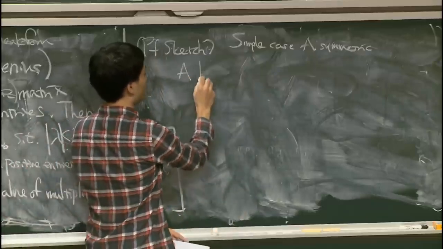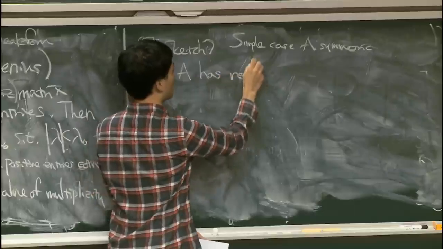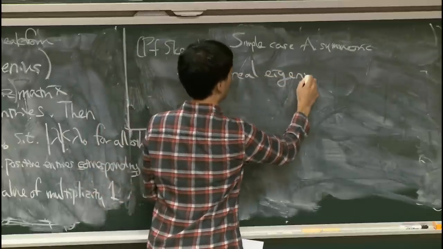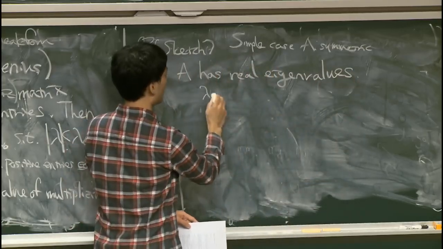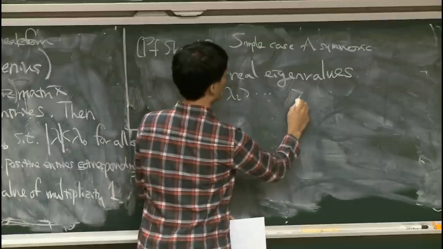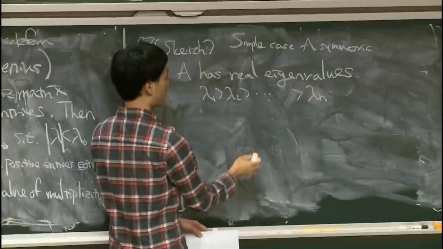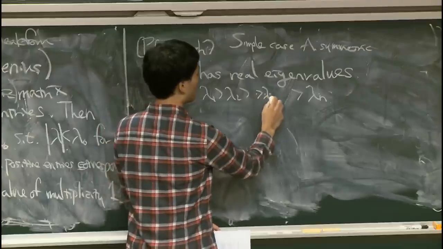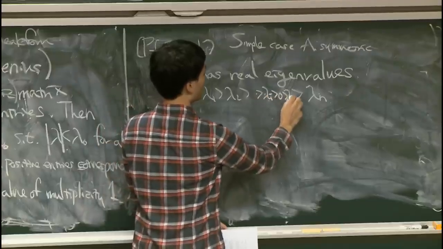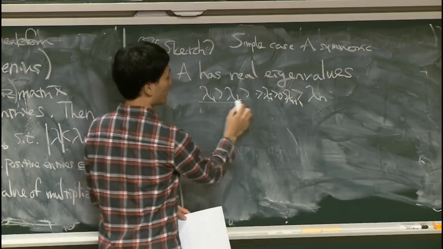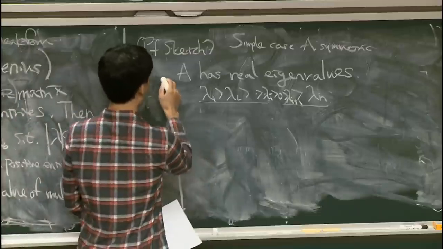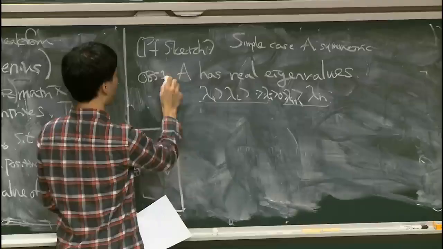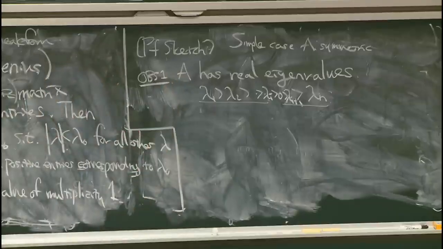first of all, A has real eigenvalues. I'll say they are lambda 1, lambda 2, up to lambda n. And at some point, up to lambda i is greater than 0, afterward smaller than 0. There are some positive eigenvalues, there are some negative eigenvalues. So that's observation 1. Things are easier to control because they're all real.